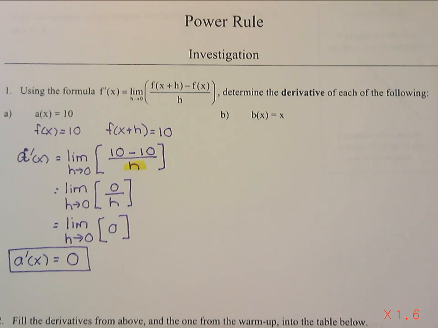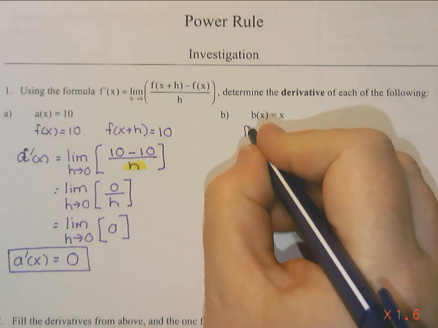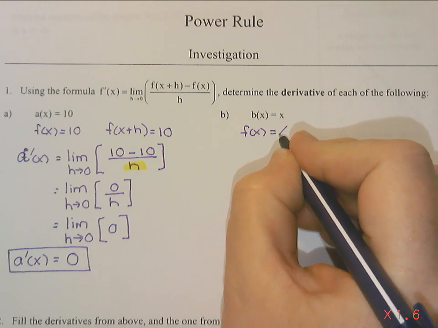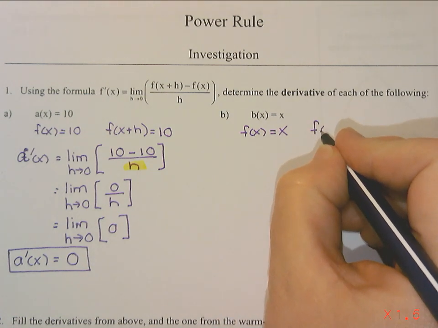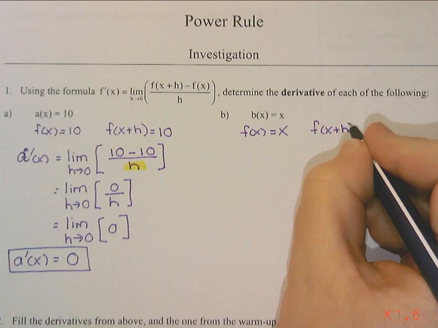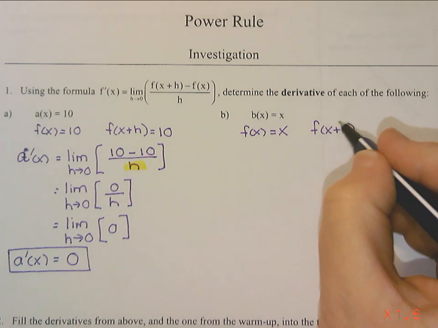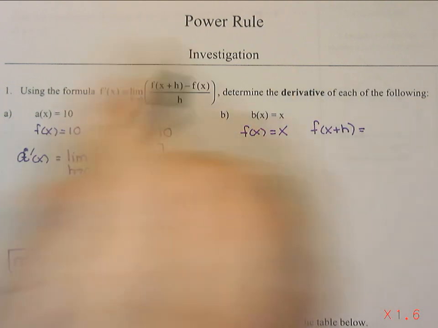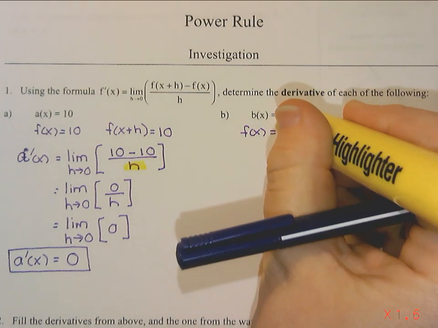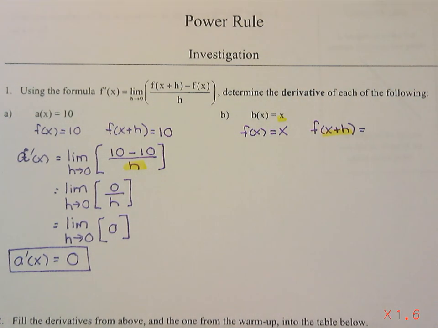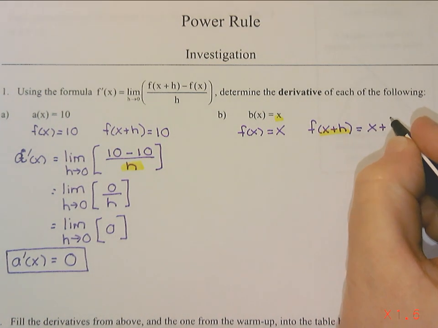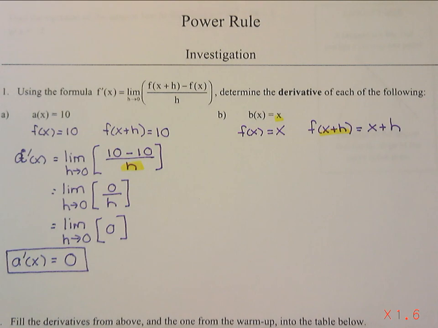We're going to do the same thing for b of x. So I'm going to do f of x. That's just going to be my b of x, which is x. And then my f of x plus h. We're going to do, everywhere I see an x, we're going to put in x plus h. So I'm going to take out this x, and in its place, we're going to put in what's in the bracket, which is x plus h. So this just equals x plus h. There's nothing to simplify there.